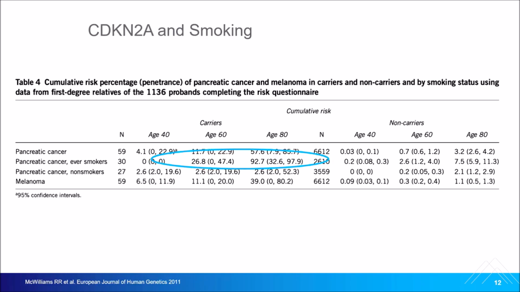And even if you dig into the data for some of the very, very high cancer susceptibility genes like CDKN2A, if you divide them out between ever smokers and non-smokers, you can actually see that almost all of the cancer risk is attributed to people who have the germline variants with a tobacco exposure. And so basically, you almost don't get cancer if you don't also have the tobacco exposure.